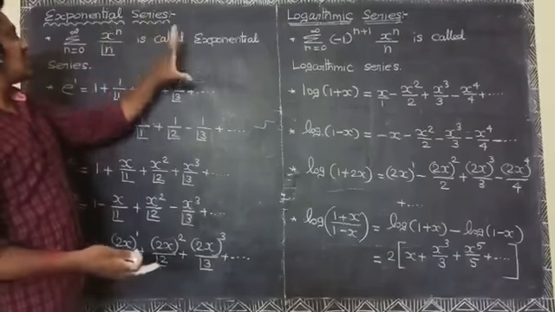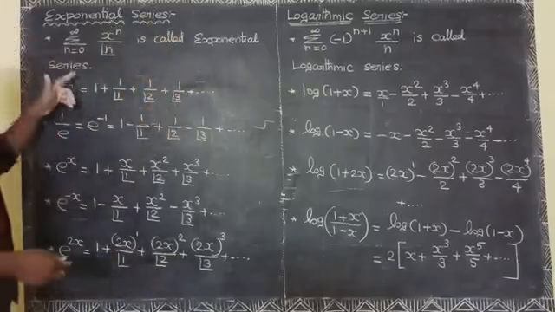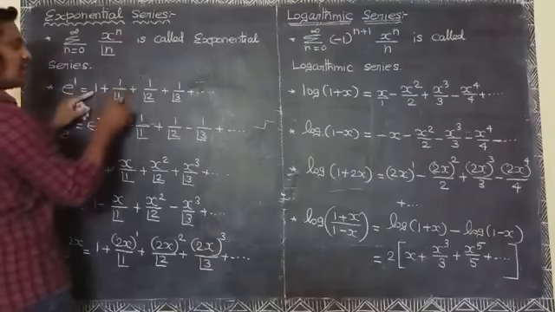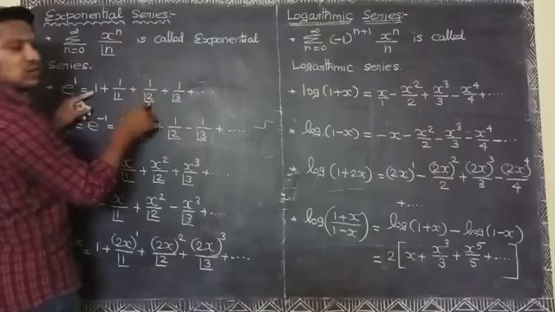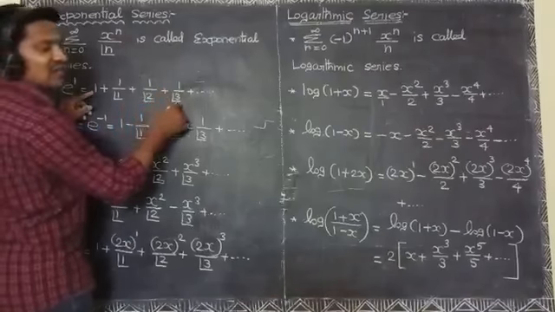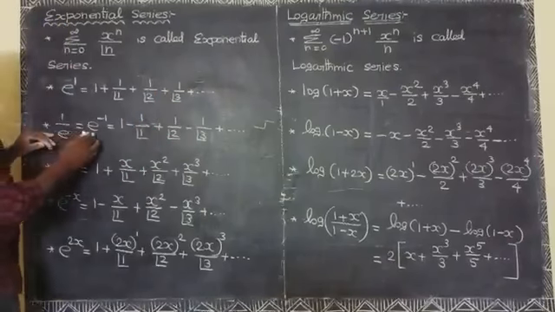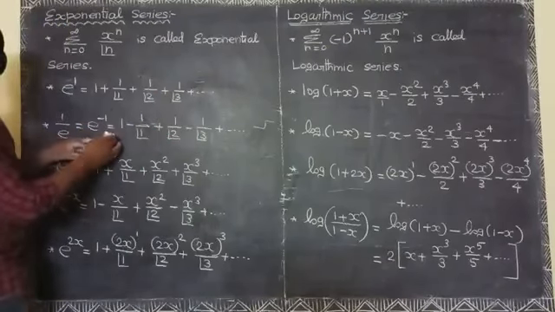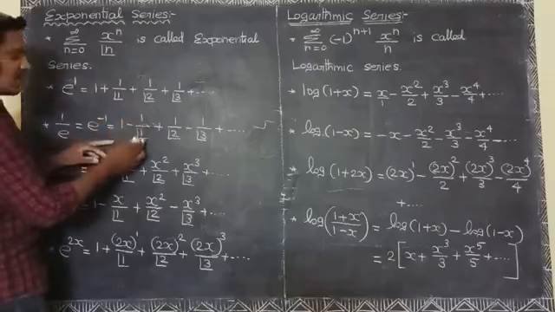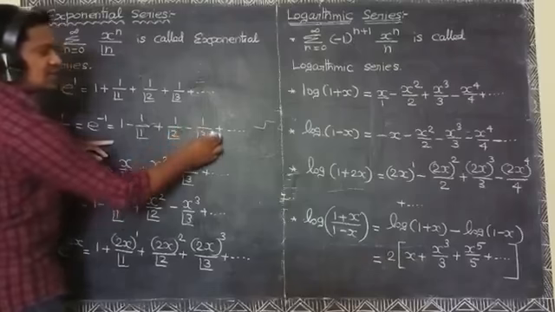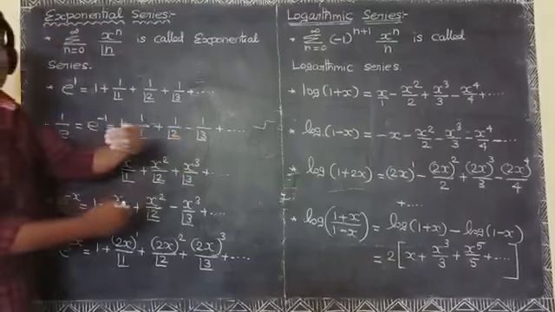In the exponential series, e power 1 means 1 plus 1 divided by 1 factorial plus 1 divided by 2 factorial plus 1 divided by 3 factorial plus and so on. 1 divided by e, which is e power minus 1, equals 1 minus 1 divided by 1 factorial plus 1 divided by 2 factorial minus 1 divided by 3 factorial, alternating signs.